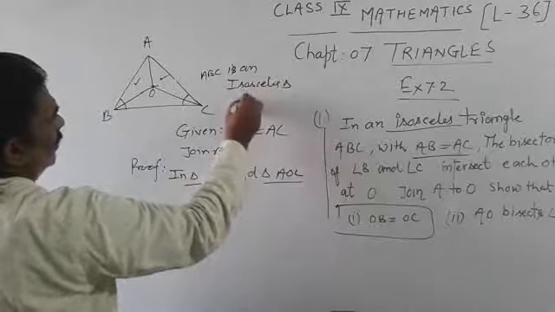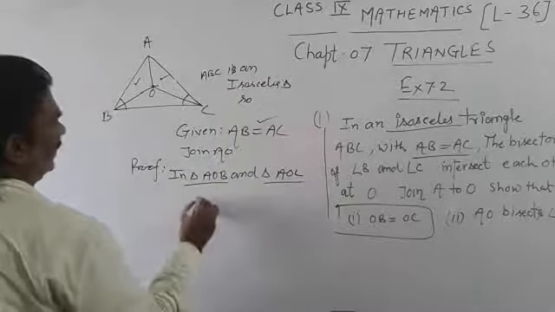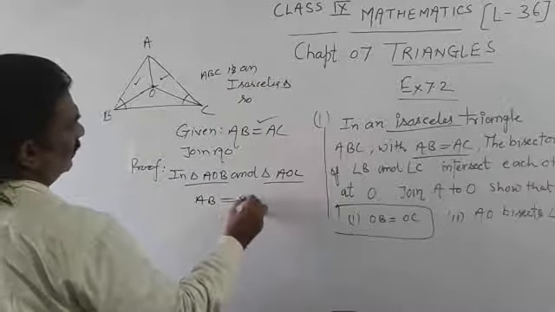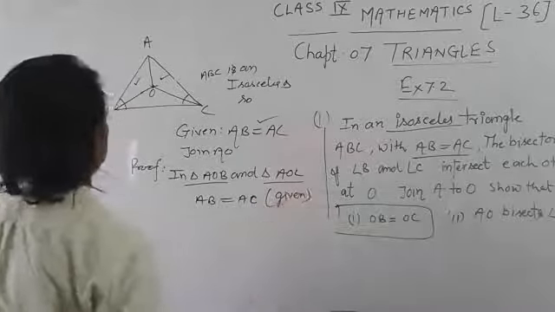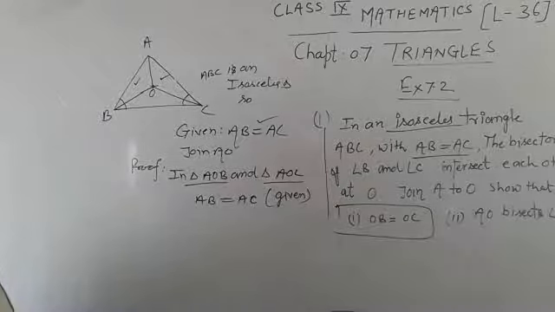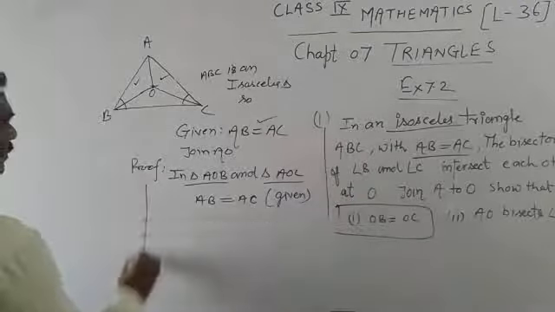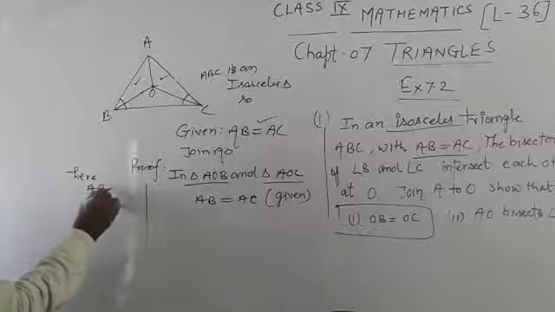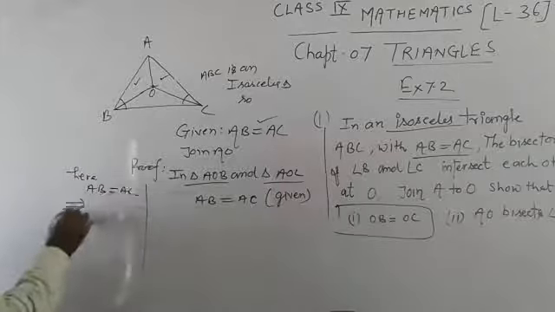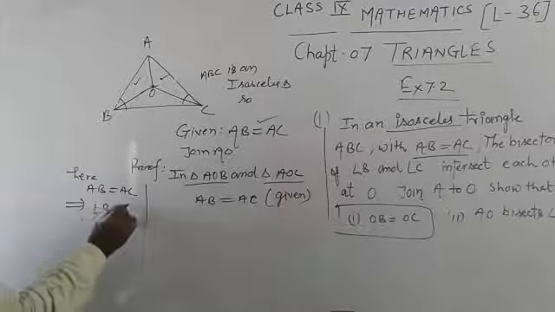So AB is equal to AC. The first thing is AB is equal to AC. Both sides are given equal. Okay students, and you know these are angle bisectors, and here if we have AB is equal to AC implies angle B is equal to angle C.